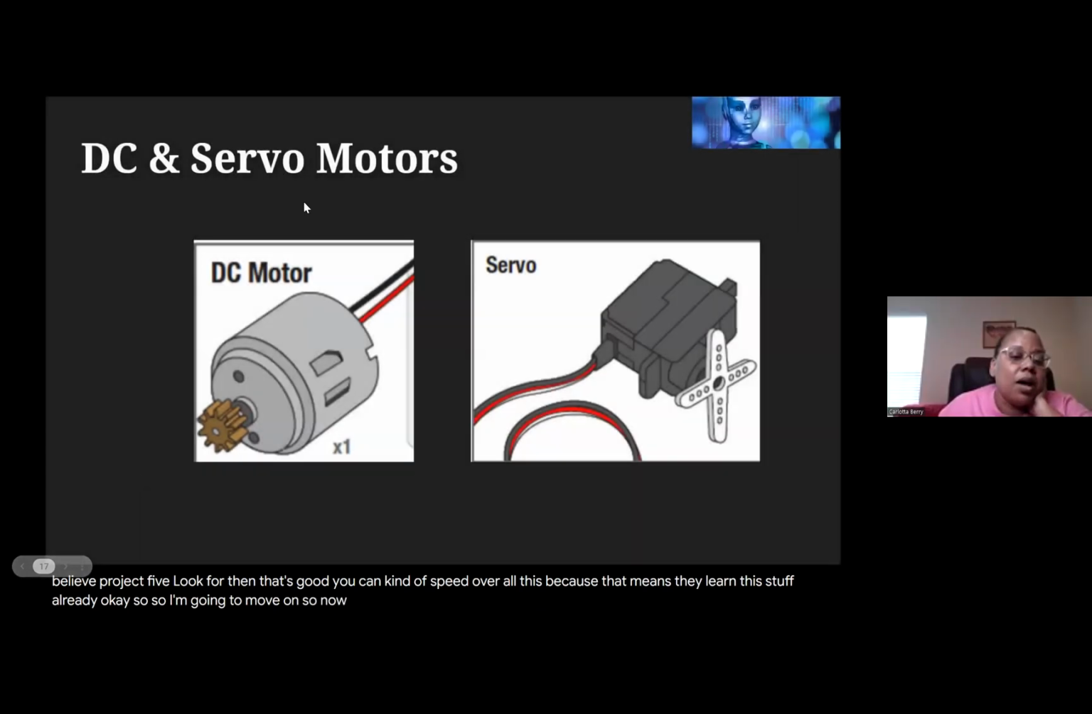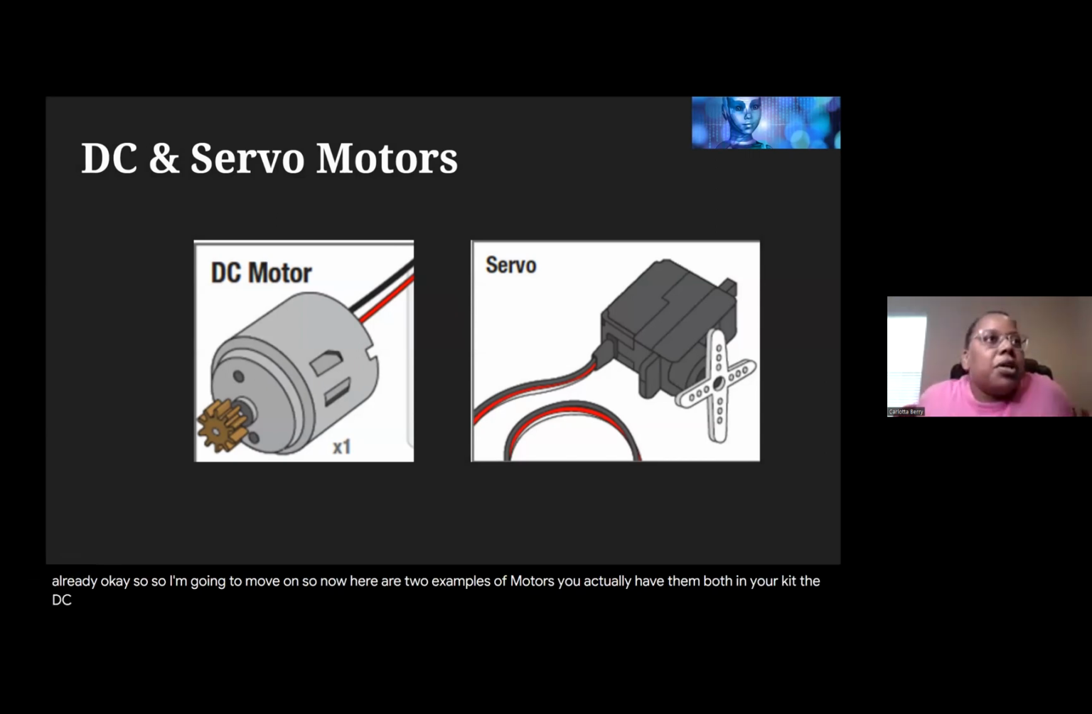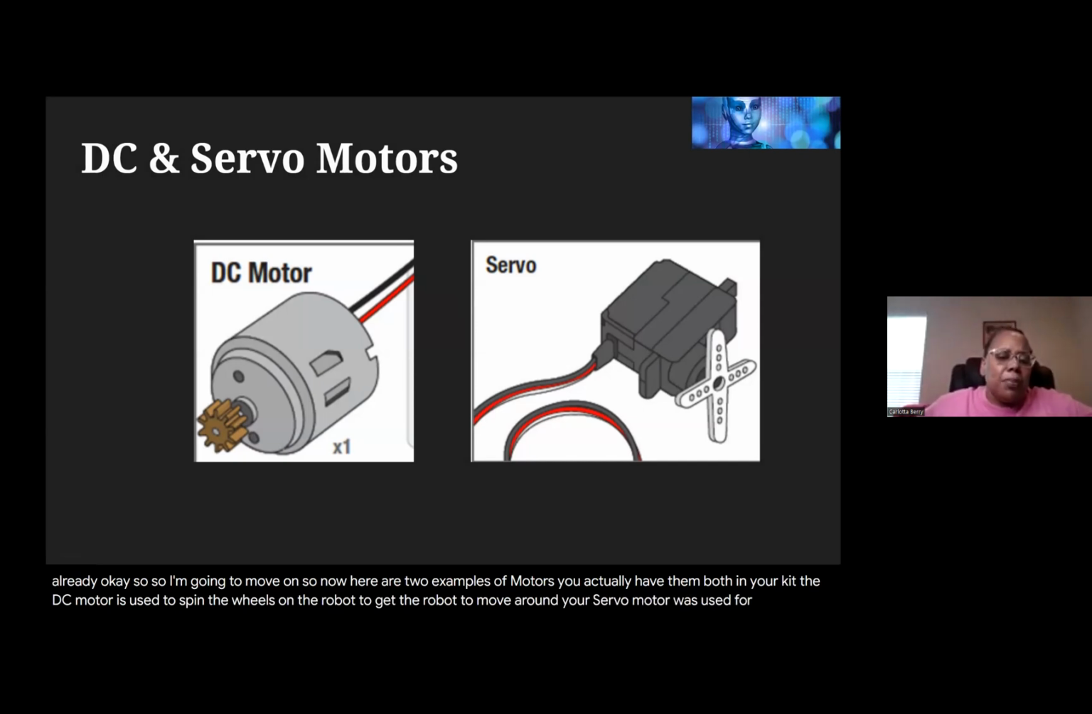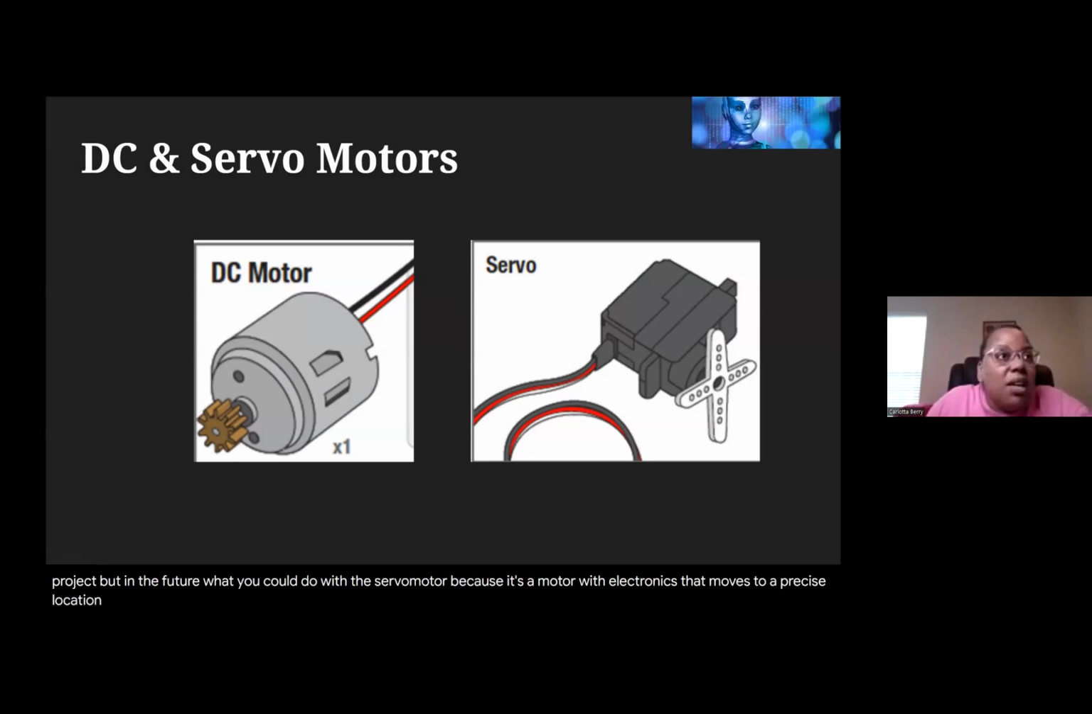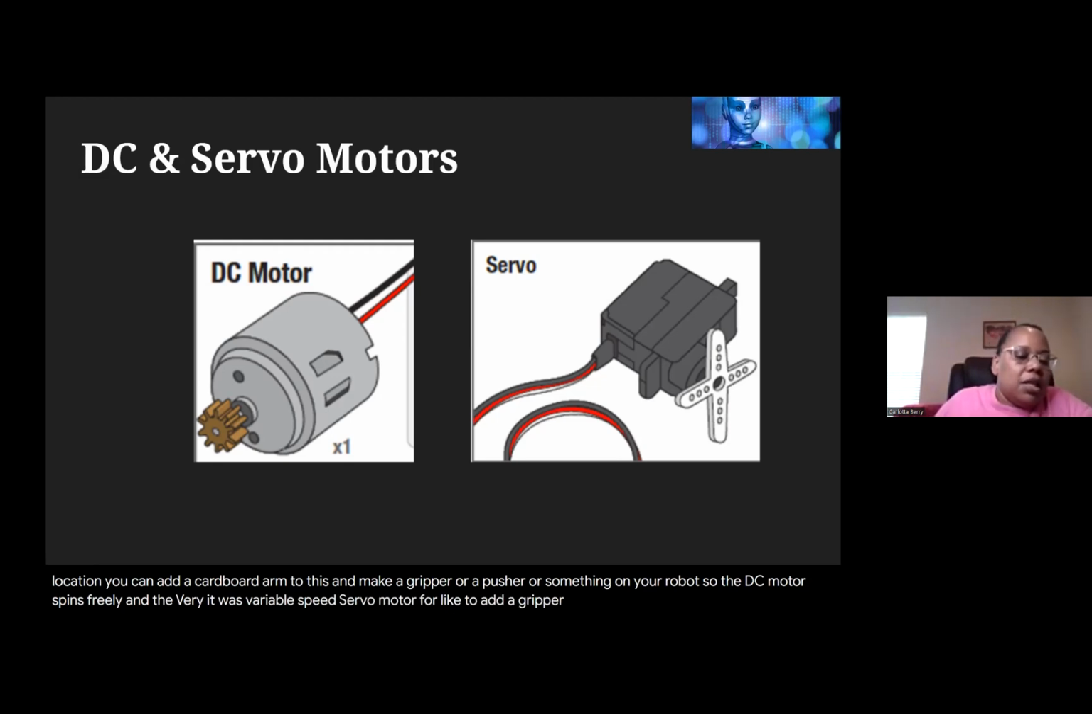Now, here are 2 examples of motors. You actually have them both in your kit. The DC motor is used to spin the wheels on the robot to get the robot to move around. Your servo motor was used for a different project, but in the future, because it's a motor with electronics that moves to a precise location, you can add a cardboard arm to this and make a gripper or a pusher on your robot. So the DC motor spins freely and with variable speed for the wheels, and you can use a servo motor to add a gripper to your robot.